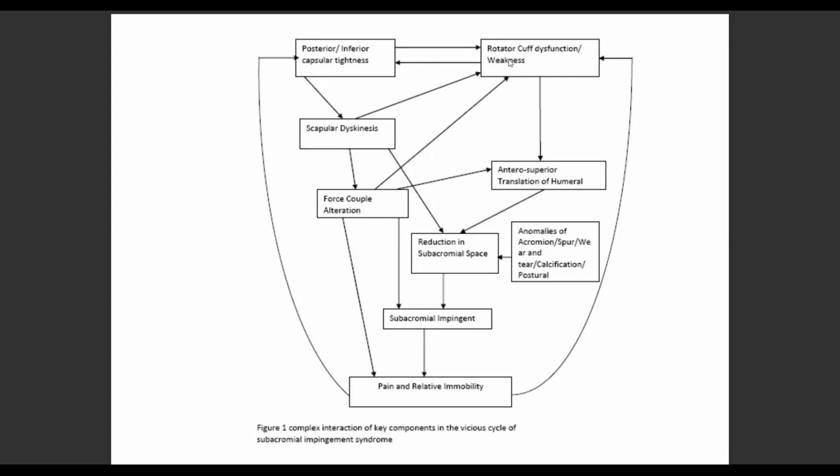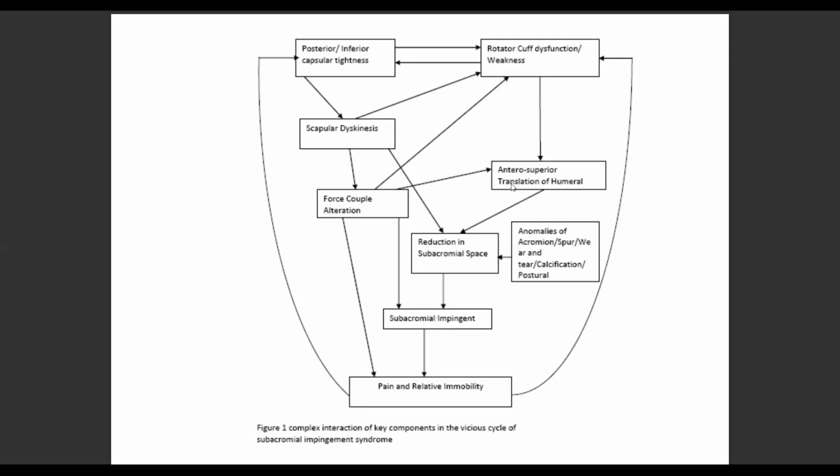This rotator cuff weakness not only causes posterior and inferior capsular tightness, but it will also lead to anterior superior translation of the humeral head, because here, as we said, the deltoid provides the counterbalance to the rotator cuff. If there is rotator cuff weakness, that counterbalance will not be there. When there is no counterbalance, there will be anterior superior translation of the humeral head.